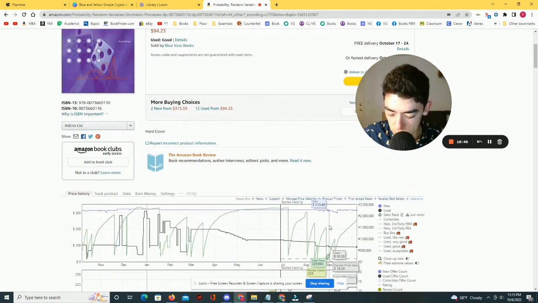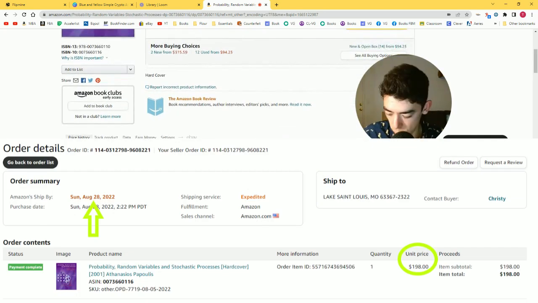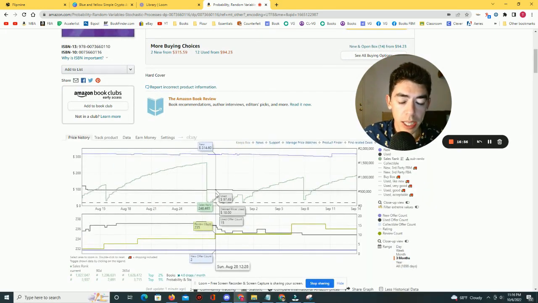I did end up flipping this on August 28th for a total of 198. So if we look at August 28th, that would be right around this area. So again, you look at the used price and you can see that at that time when the sales ranks were dropping, the price was about $97. But again, I sold my book for about $100 more than that.